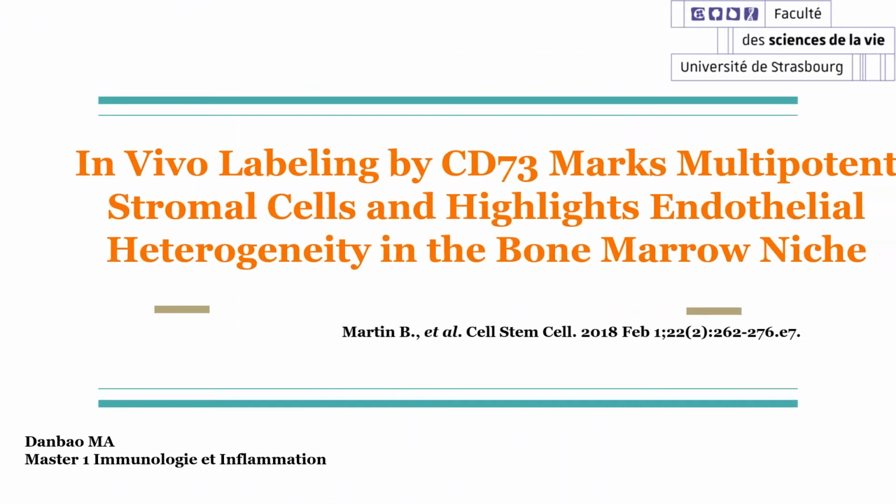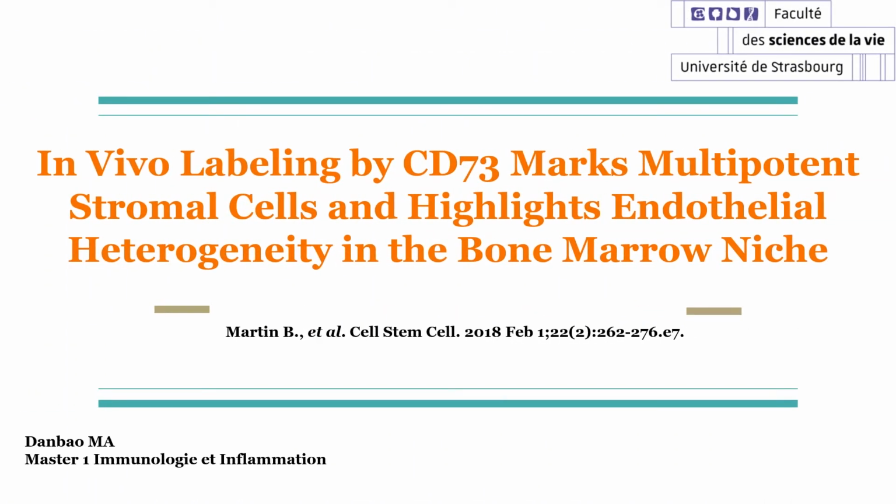Hi, today I'm going to introduce an article named "In Vivo Labeling by CD73 Marks Multipotent Stromal Cells and Highlights Endothelial Heterogeneity in Bone Marrow Niche." This article provides a genetic model enabling the identification and imaging of multipotent stromal cells in vivo.